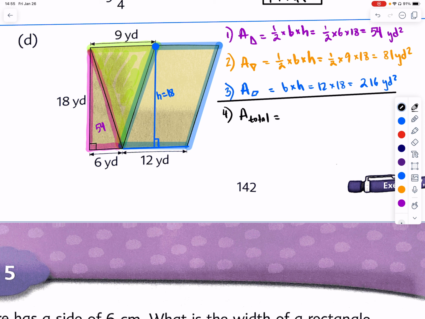And finally, step 4, we have to find the area of the total shape. I write area total right at the bottom. So let's add 216 plus 54 plus 81, and altogether we have 351 yards squared. And that, my friends, is the total area of this composite shape. I hope you found this lesson helpful.